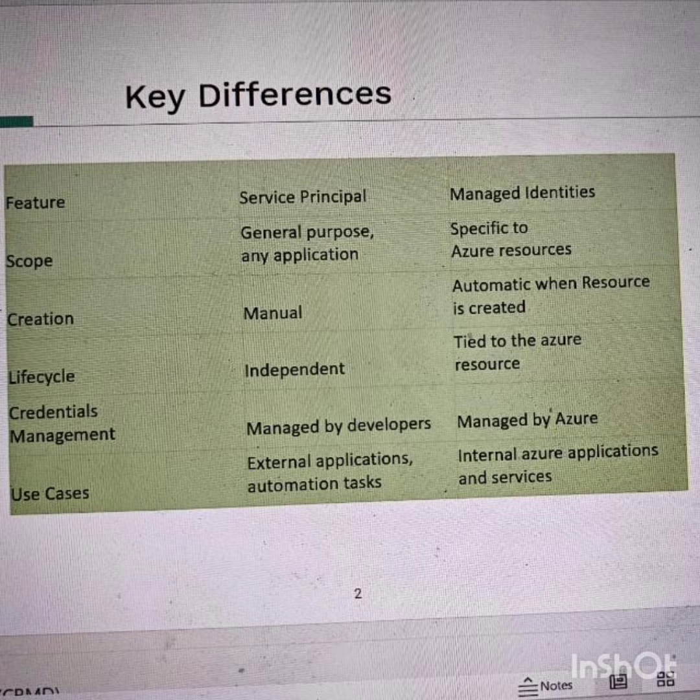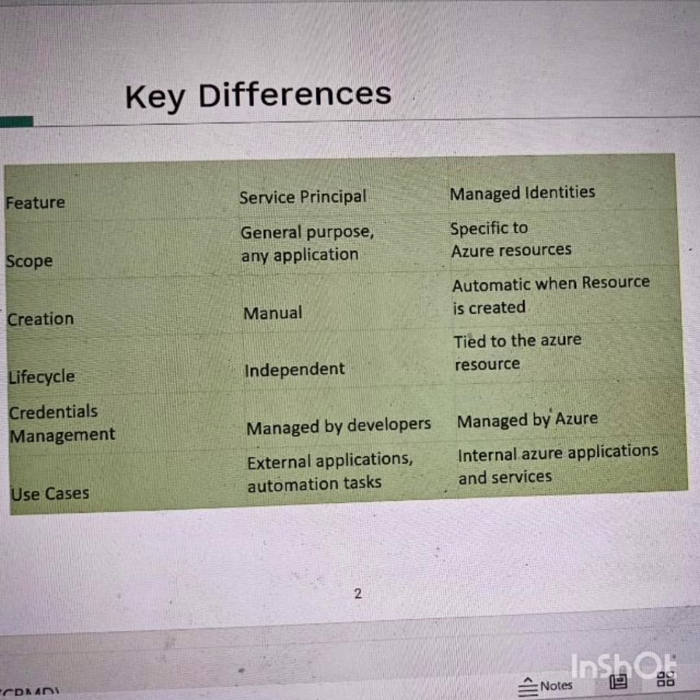About the creation, the service principal has to be created manually, and we have to create an application in the Microsoft Entra ID, but managed identities get created automatically when the Azure resources are created. For example, when you create a virtual machine, the managed identity associated with that VM also gets created automatically.